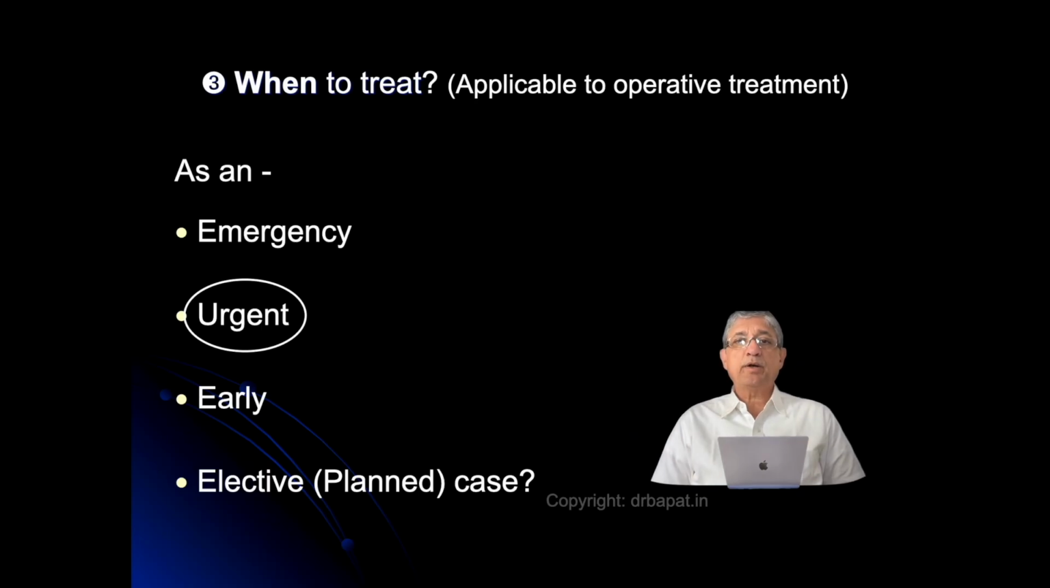Urgent means operate within hours after adequately resuscitating the patient if dehydrated and also under antibiotic cover if the patient is septic. Within hours means within how many hours? In conditions like acute peritonitis, acute intestinal obstruction, within 2 to 4 hours or at the most around 6 hours. This is the usual time required for adequate resuscitation.